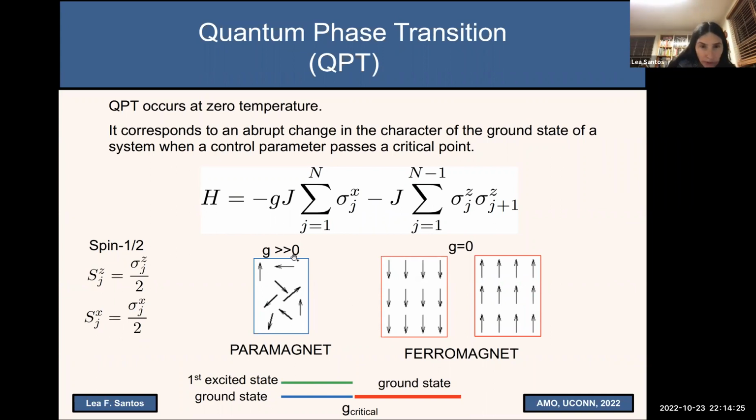So if we start on this side, if we look at the ground state, we'll see that this ground state is separated from the first excited state. But as we decrease the value of this control parameter going towards the ferromagnet, we'll reach a point where this separation will vanish. And beyond this point, we'll have a doubly degenerate ground state. So this point where the gap vanishes corresponds to the critical point of this quantum phase transition.